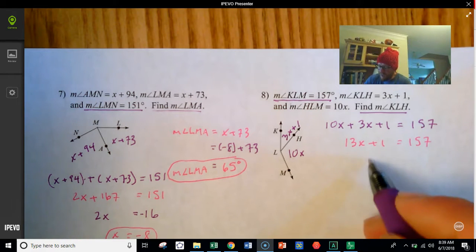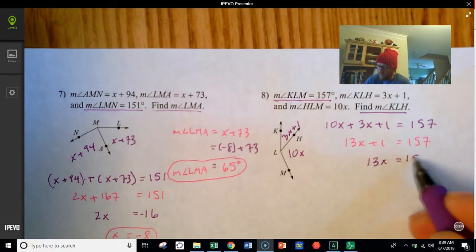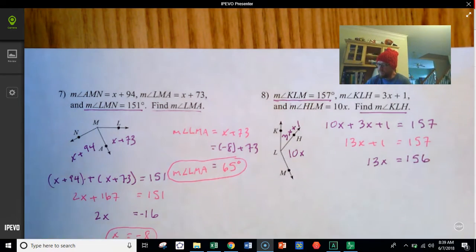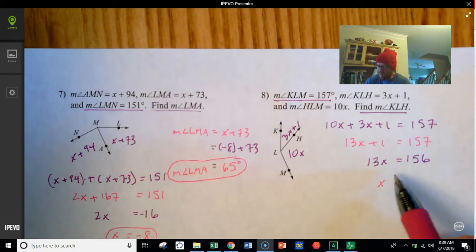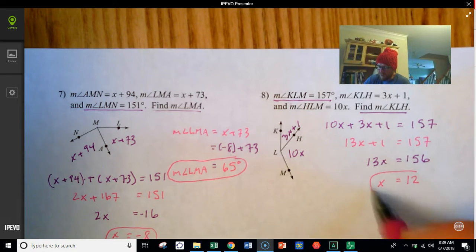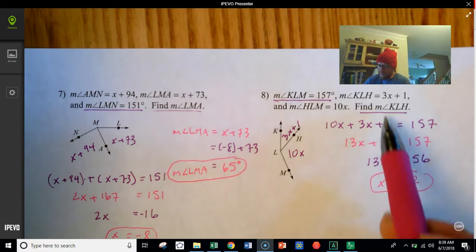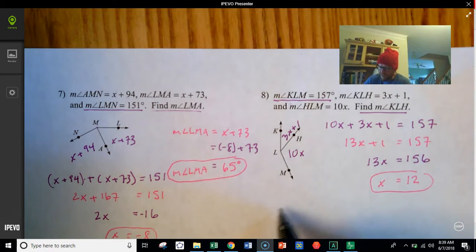Let's take away 1 from each side. 13x equals 156. I'm going to divide both sides by 13. Ten 13s would be 130, and it's 2 more 13s, so it's 12. So x is 12. Then to find out what KLH is, let's go back in here.